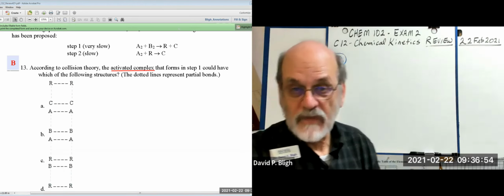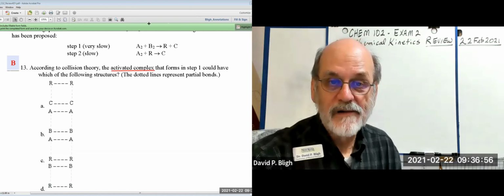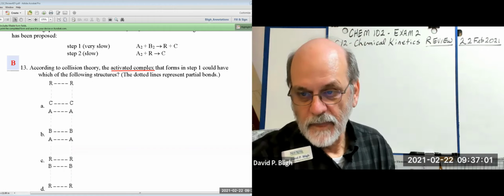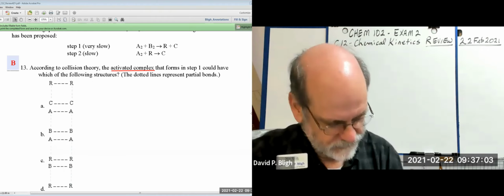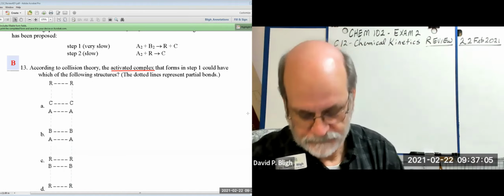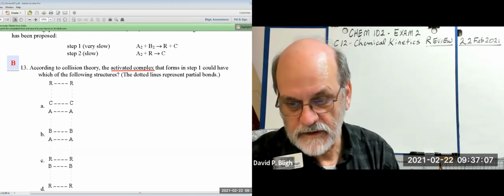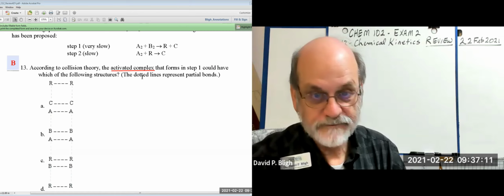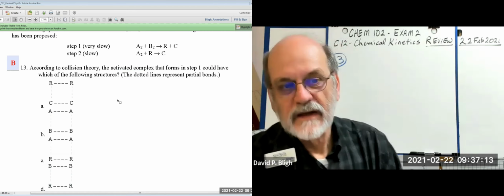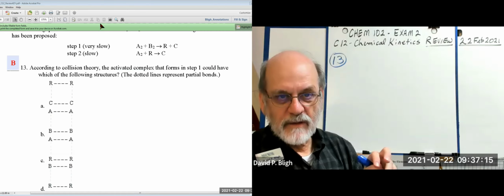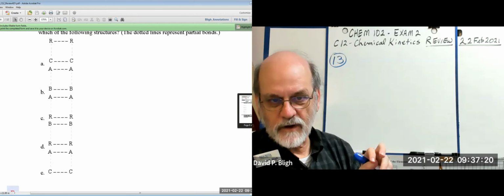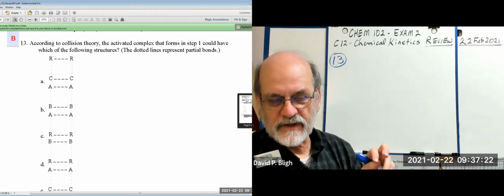Let's see, where's my annotation? All right. Well, let's see. Oop, wrong. It's not going to let me do that. Okay, so much for annotation. Let me give my mouse back. There we go. So these are our possibilities.